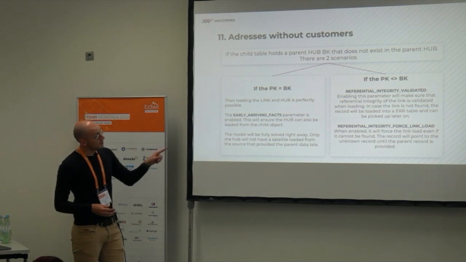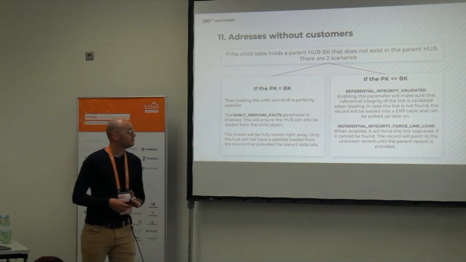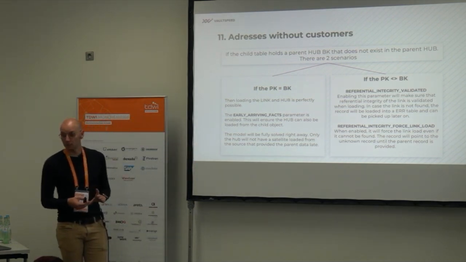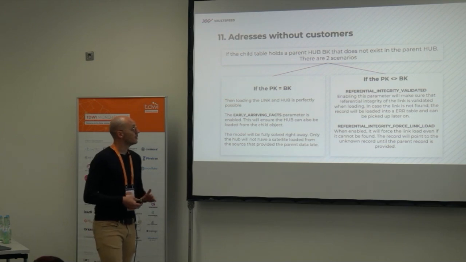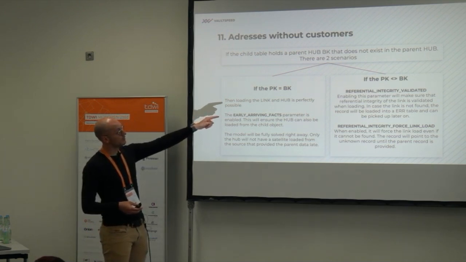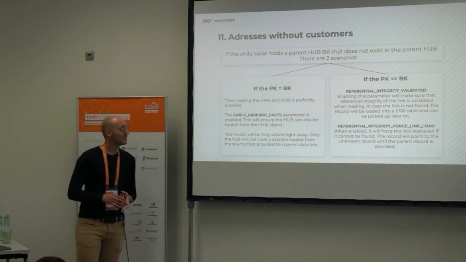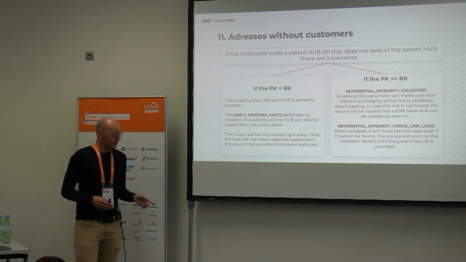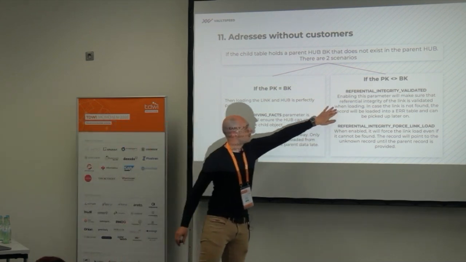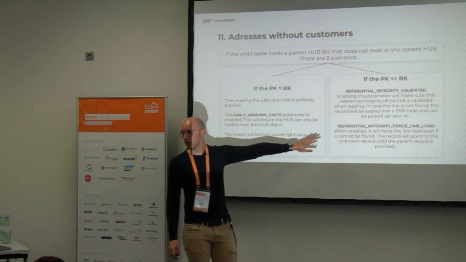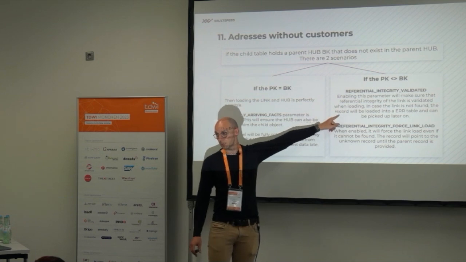If the primary key is not equal to the business key, that's another problem, but we can fix that as well. And then you need to set your referential integrity parameters. In this case, if you have this on yes and this on no, we will not load the link, but it will be loaded into an error table.